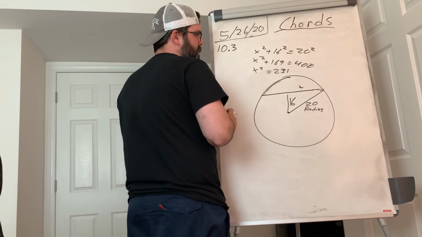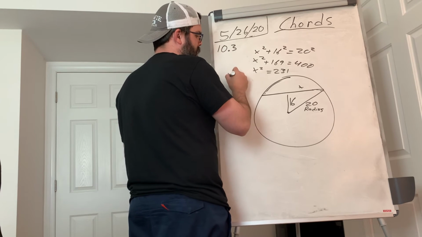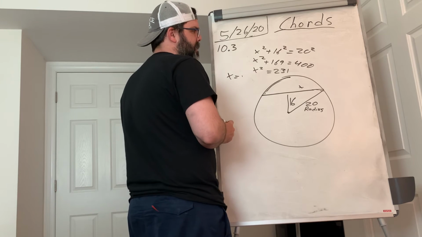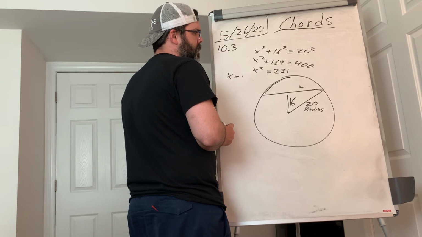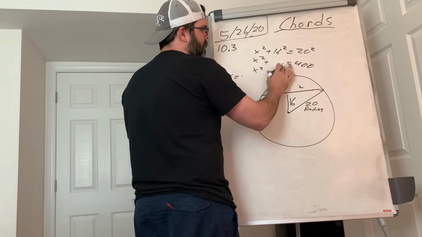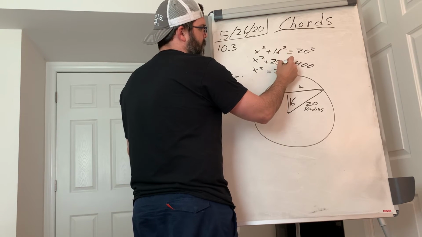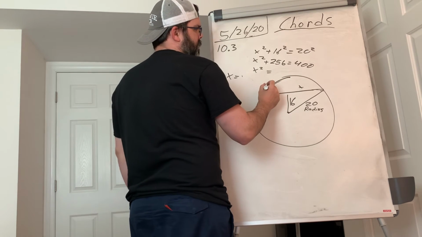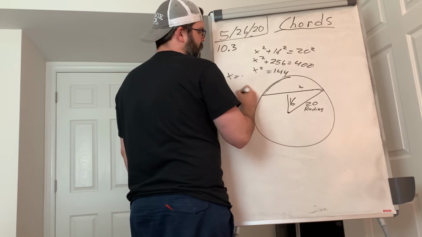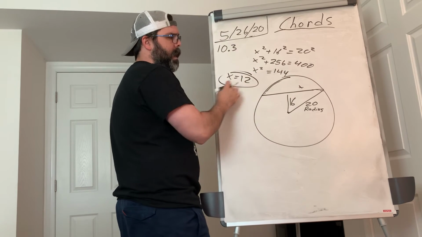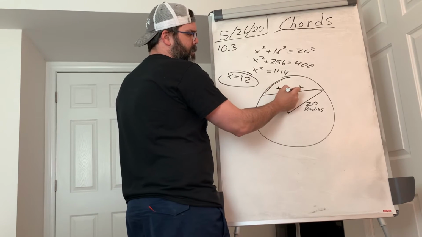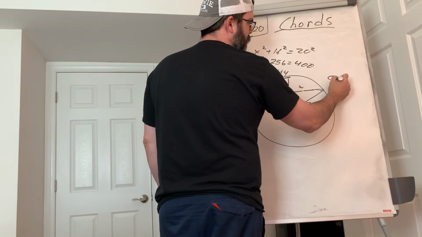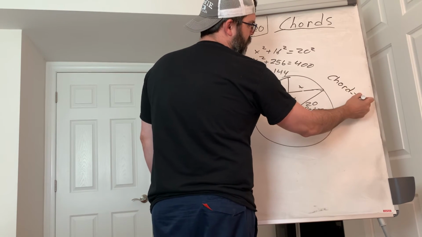Alexa, what's 16 squared? 16 squared is 256. That's wrong. It's 256. I was thinking of 13 squared. So x squared equals 144, and x is 12. Okay, x is 12, but I'm looking for two x's, right? So double that and you get 24. So the chord is 24.